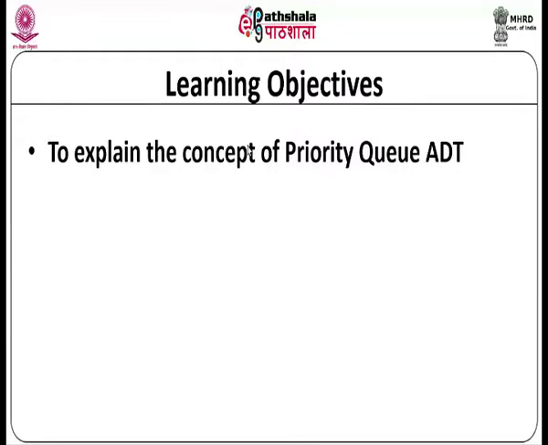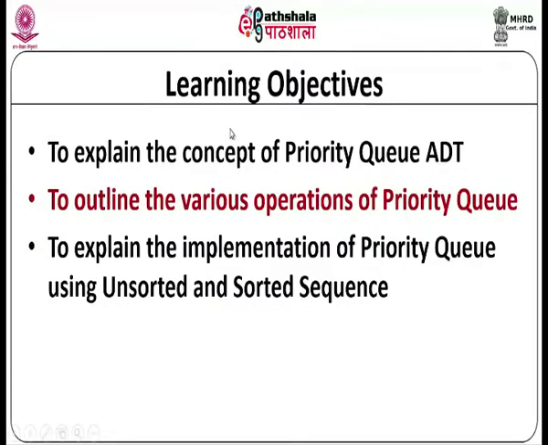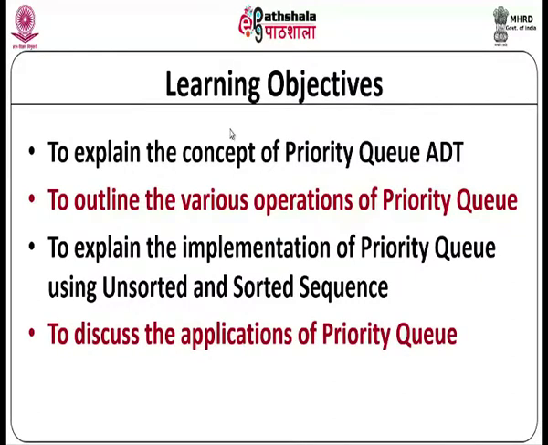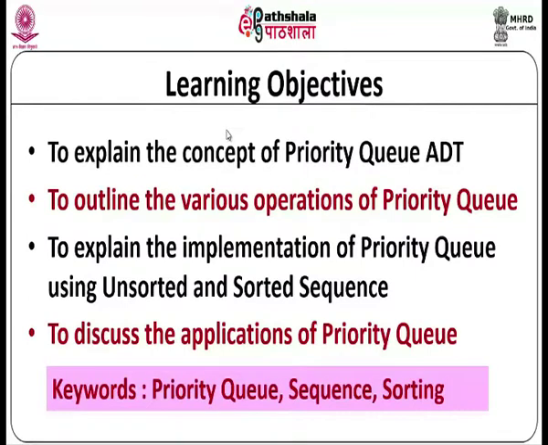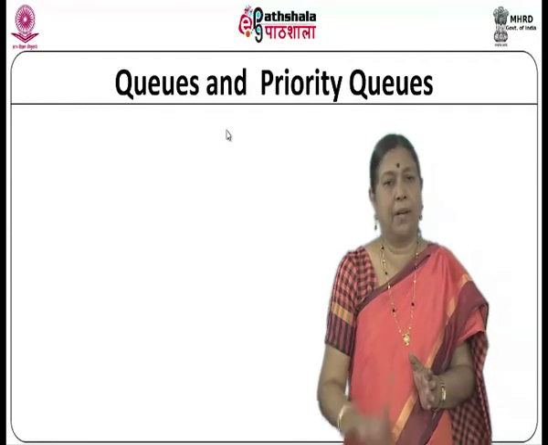So, we are going to define a priority queue ADT, outline the various operations of priority queue, and explain the implementation of priority queue using what is called an unsorted and sorted sequence. We have not done this before, so we are going to look at the implementation from a different viewpoint, and discuss some of the applications of priority queue. The keywords associated are priority queue, sequence and sorting. Let us now talk about queues and priority queues.